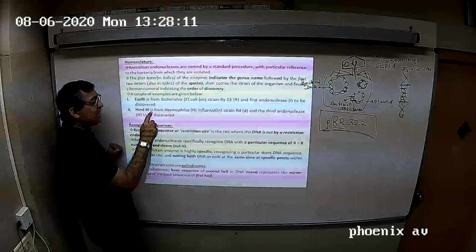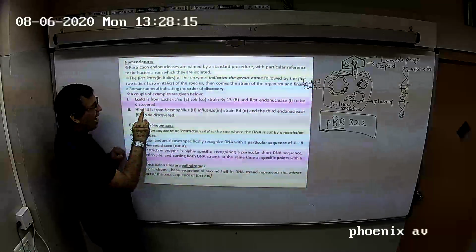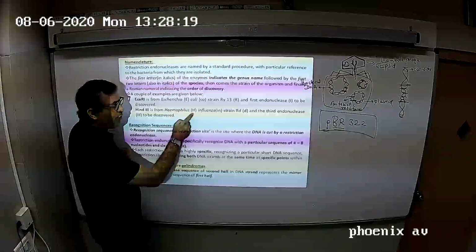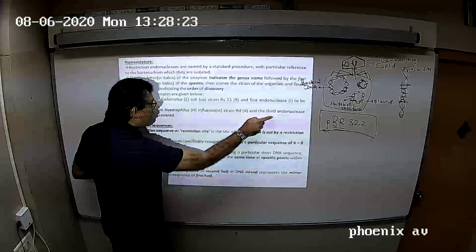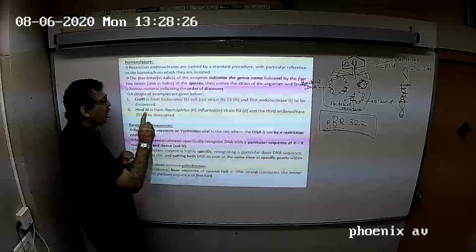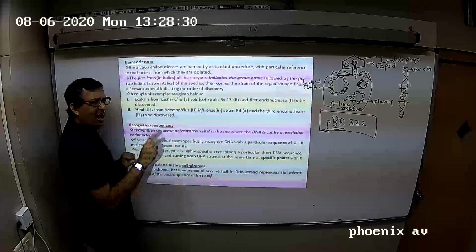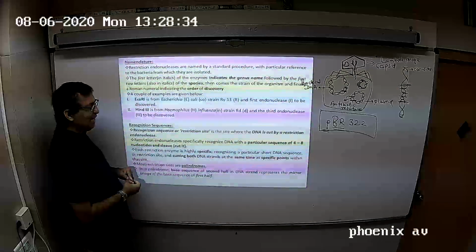Similarly, HindIII: H stands for Haemophilus, in stands for influenzae, d stands for the strain Rd, and it is the third endonuclease to have been discovered, so it is called HindIII. EcoR1 and HindIII are two very commonly used restriction endonuclease enzymes.